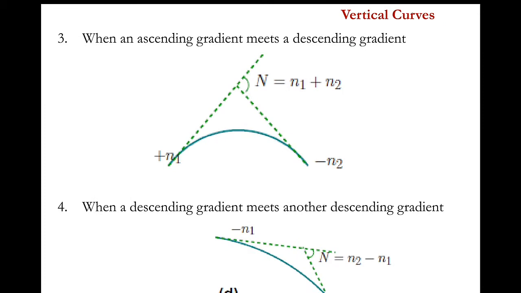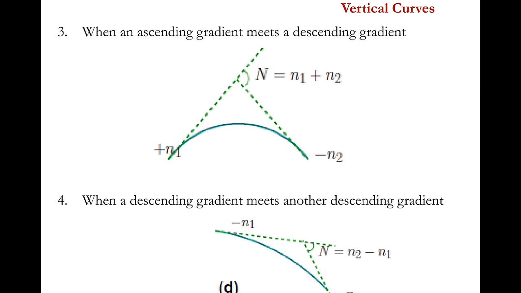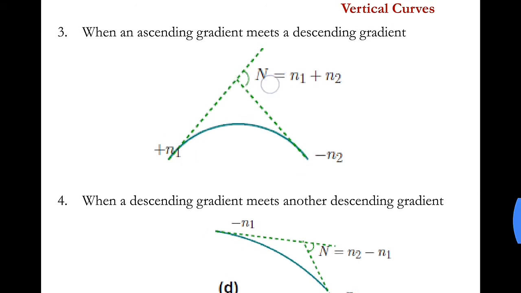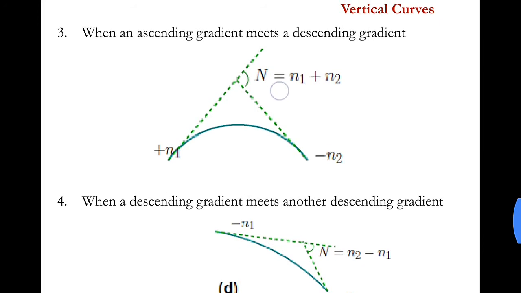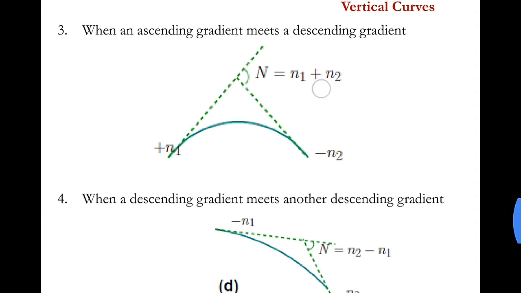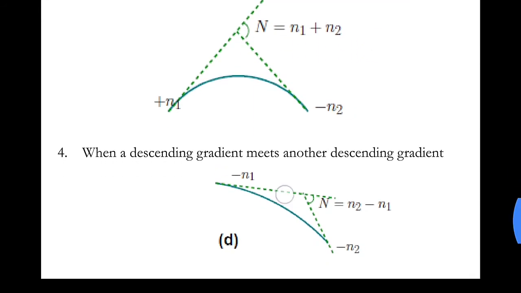Similarly, the third condition, when an ascending gradient meets a descending gradient. So plus n1 meets minus n2. Here the deflection angle capital N would be plus n1 minus of minus n2. So minus into minus is plus. So capital N is equal to n1 plus n2.